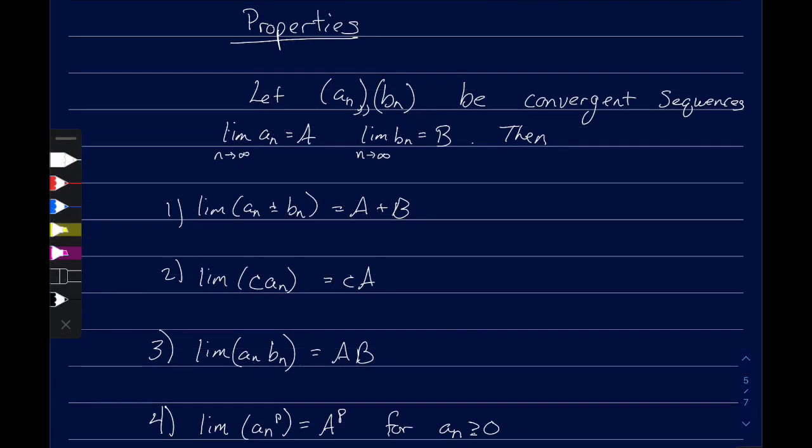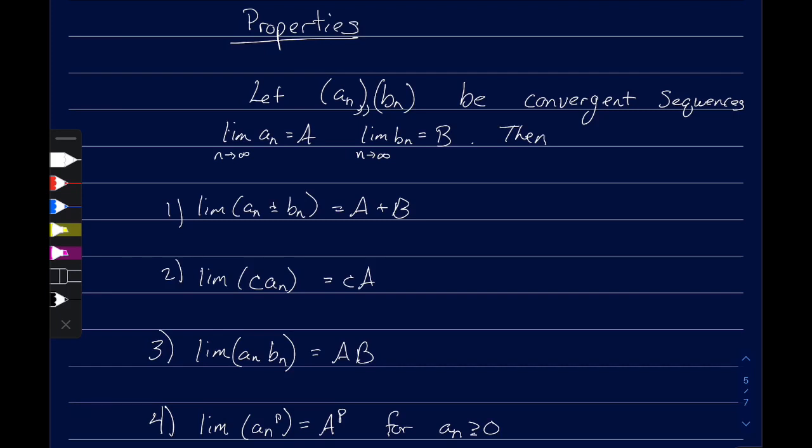Now let's look at some properties of limits. So if we have a_n and b_n be two convergent sequences, we'll say that the limit of a_n is equal to a and the limit of b_n is equal to b. Then the limit of a_n plus b_n is equal to a plus b. We can split up the limit over addition. We can also split up the limit with a constant. We can take that constant and pull it on the outside of the limit.